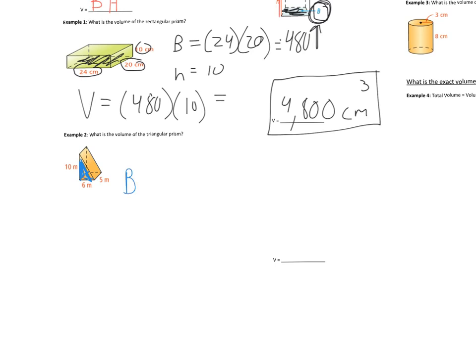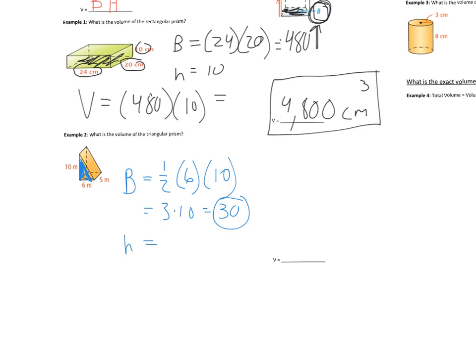In this case, the base of the prism is a triangle. It's 1/2 times 6 times 10, right? 10 is not the height of the prism. 10 is the height of the triangle. So we would get 3 times 10, and so that is 30. That is the area of the triangular base.